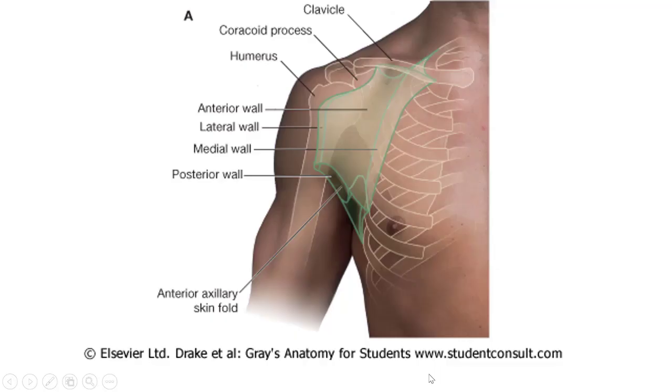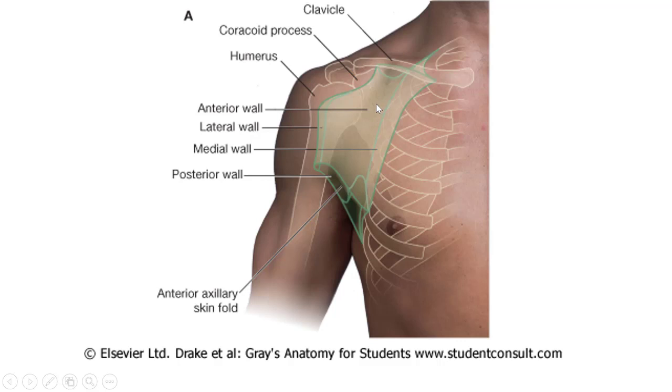Axillary fossa. The axilla is a pyramidal space situated between the upper part of the arm and the chest wall. It resembles a four-sided pyramid and has an apex, a base, and four walls: anterior, posterior in scapula, medial, and lateral.